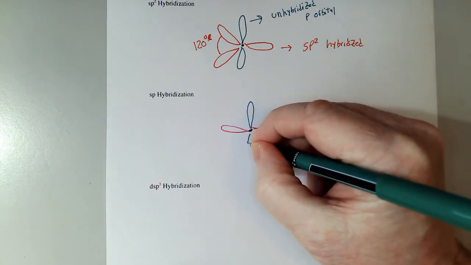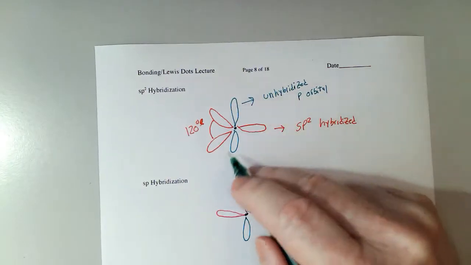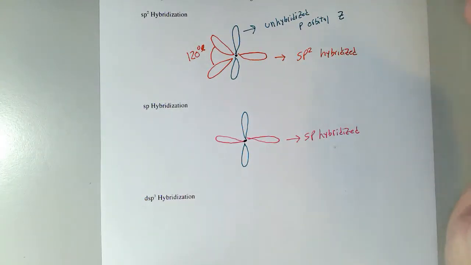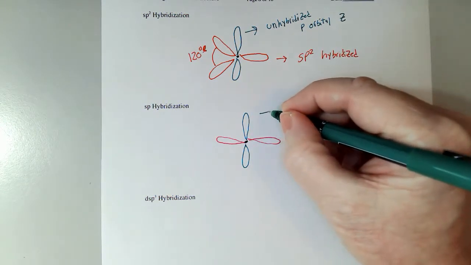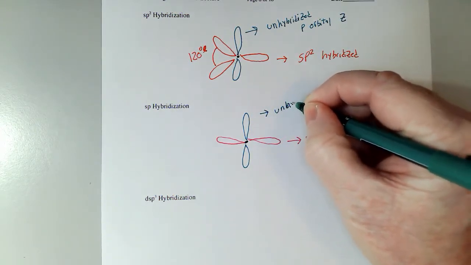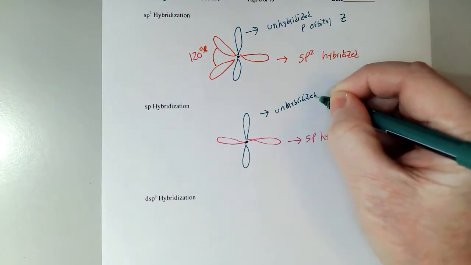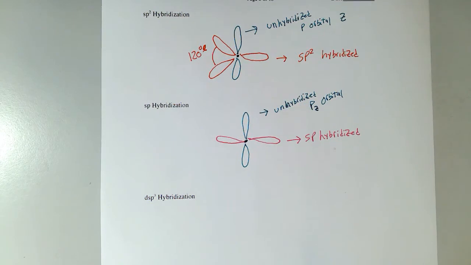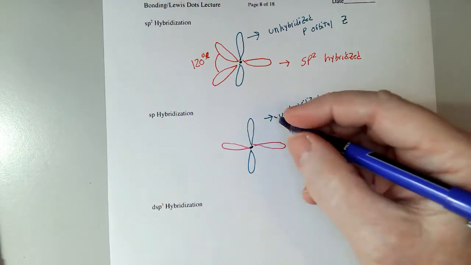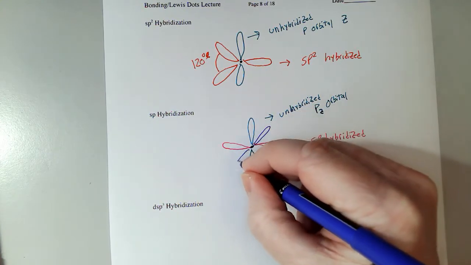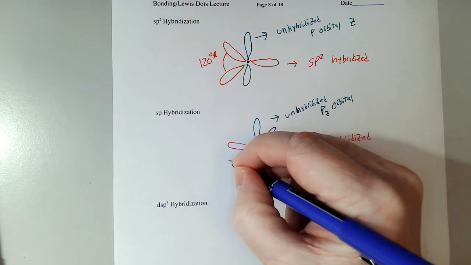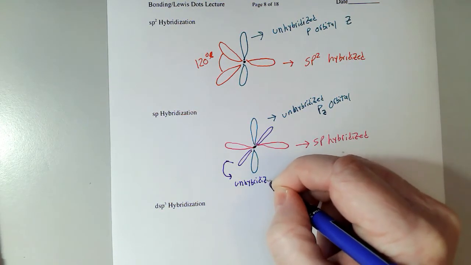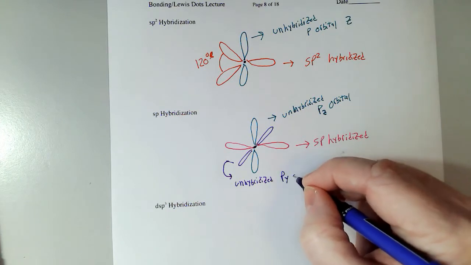I'm going to try to keep the colors consistent. So up here I had this unhybridized p orbital, and let's call this one a z. Okay, that's the one in the z orientation. So here, unhybridized p sub z orbital. Except there's still another one to go. Okay, so that one would actually go off in this direction like that. And that is an unhybridized py orbital.